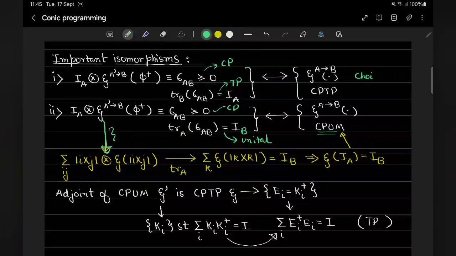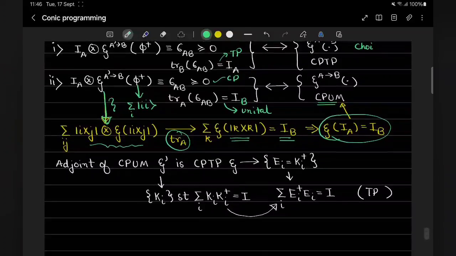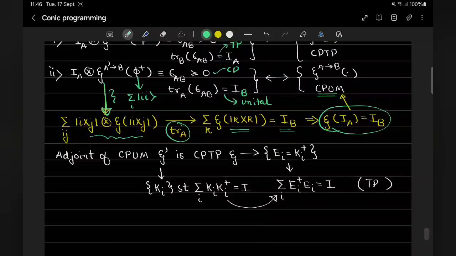If you go down this arrow, you can see that this is what you will get if you take phi as a summation over i. And now if you trace out the A part, you get something like this, which must be identity. By linearity of this map, epsilon being a linear map, you get the constraint that epsilon of identity on A is identity on B. So it clears up the point that a completely positive unital map and a completely positive trace preserving map are different, and in particular they are adjoints of each other.